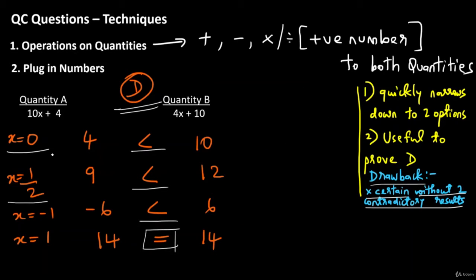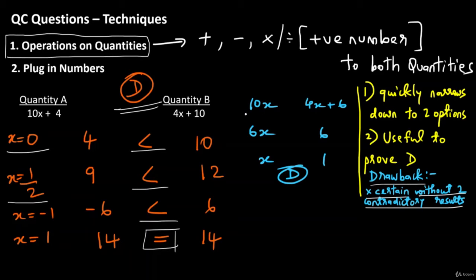Alright, now let me quickly show you one more method with which you could have solved this question, which is the first technique that we discussed, which is performing operations on the quantities, right? Over here you have 10x plus 4 and you have 4x plus 10, right? If you subtract 4 from both, you get 10x and 4x plus 6, right? Now, after this, if you subtract 4x from both, you get 6x over here, and over here you get 6, right? Now, let's divide both the quantities by 6, which is a positive number. So you get x over here and you have 1 over here, right?